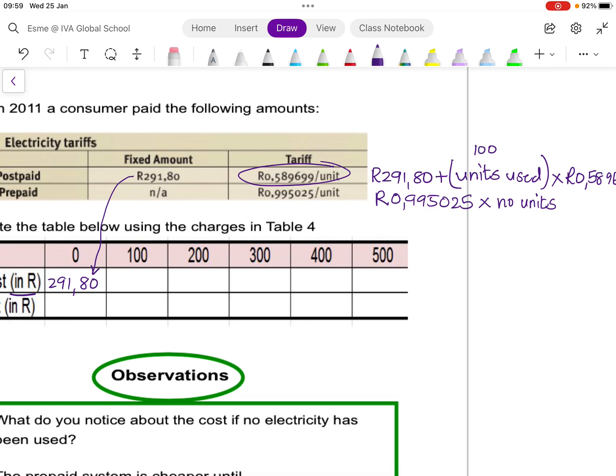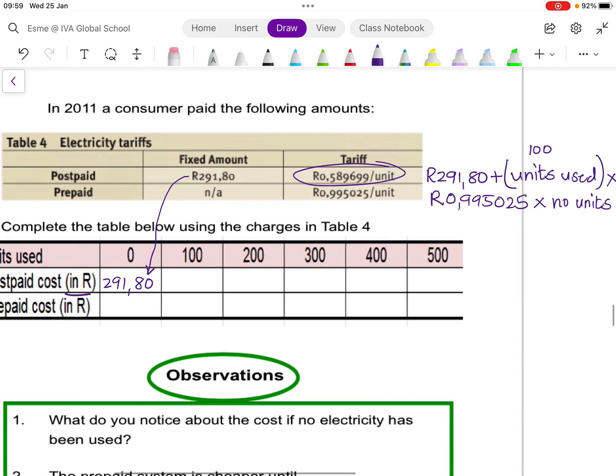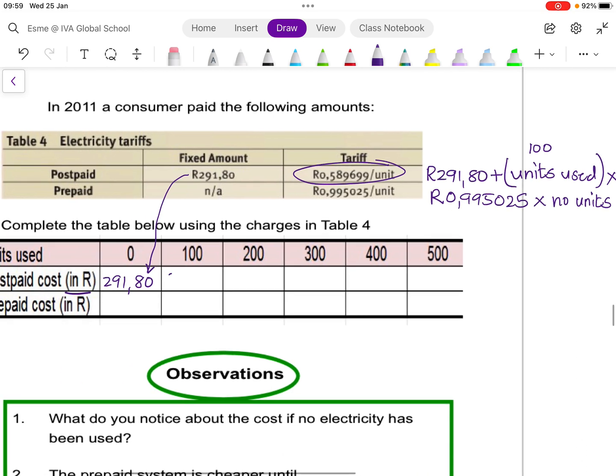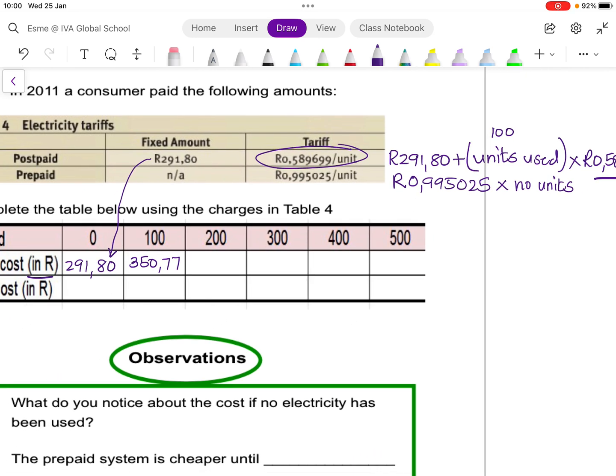So let's go. I would have to say 100 multiplied by 0.58966, and then I'm going to add 291 to that, and I will get 350.77. I do the same using 200 units. So I say 200 multiplied by 0.589699, and I will get 409.74. With 300, I would get 468.